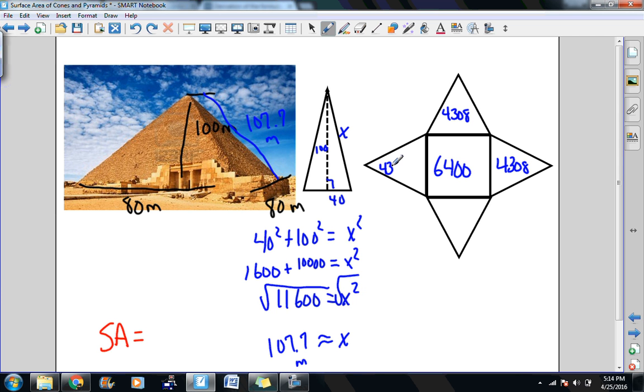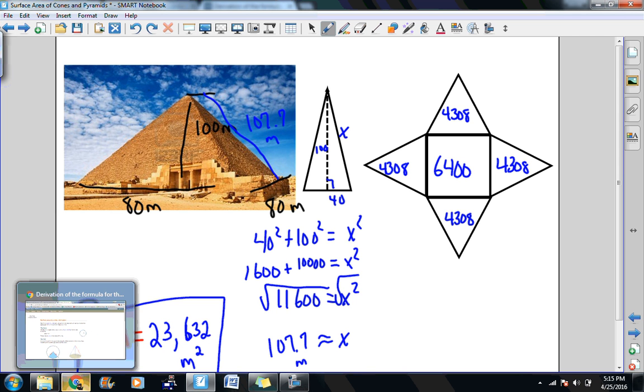So if I take that 4,308 and multiply times 4, then I'm going to add the bottom. So our total surface area is about 23,632. And this time it will be square meters. That is a 6, a little hard to read there.